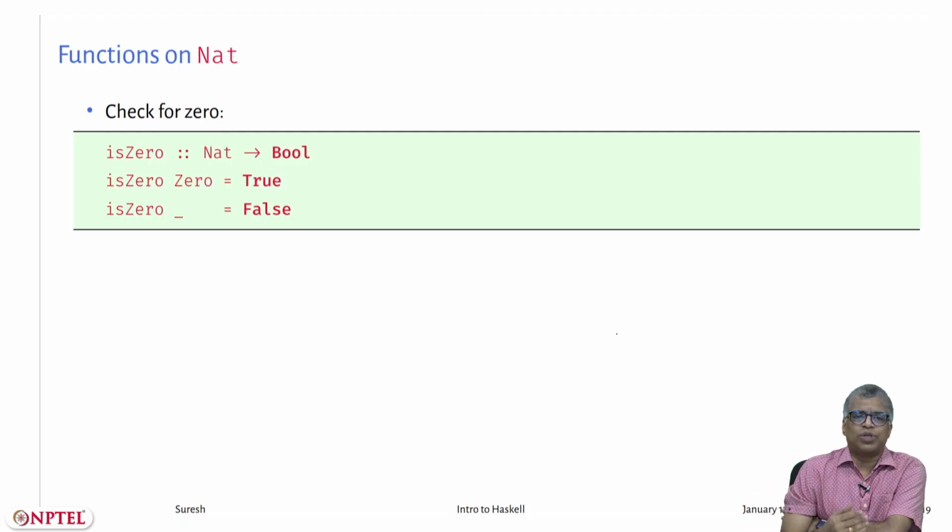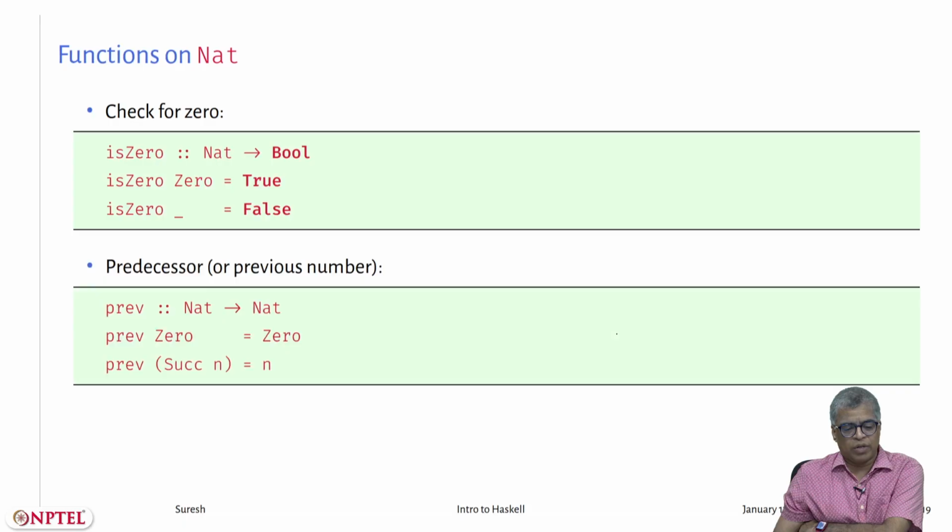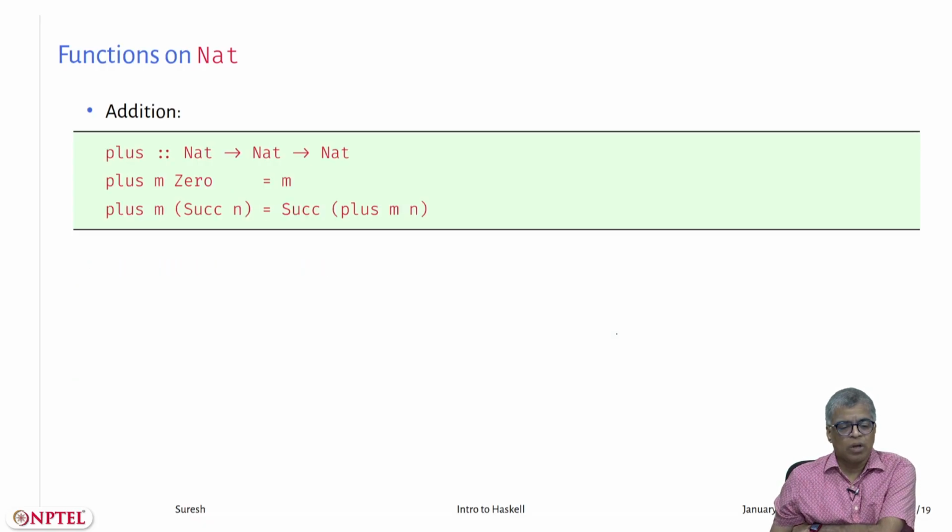Okay, so this is how you use pattern matching to check if a natural number is 0. You can also define other functions like predecessor, or previous number. I'll call it prev. Prev of 0 is 0 because we are only talking about natural numbers and there is no -1. Prev of successor n is n. Okay, you can define this. You can define various other things by primitive recursion.